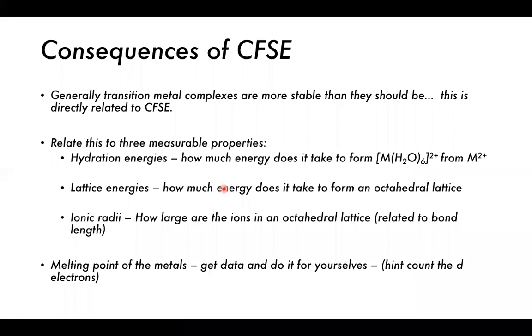So the consequences of crystal field stabilization energy. Generally, transition metal complexes are more stable than they should be, and this can be directly related to the crystal field stabilization energy. It's a stabilizing force. And so we relate this to 3 measurable properties. The hydration energy, so how much energy does it take to form the hydrated complex? Lattice energies, how much energy does it take to form an octahedral lattice? Ionic radii, how large are the ions in an octahedral lattice, which is related to the bond length.